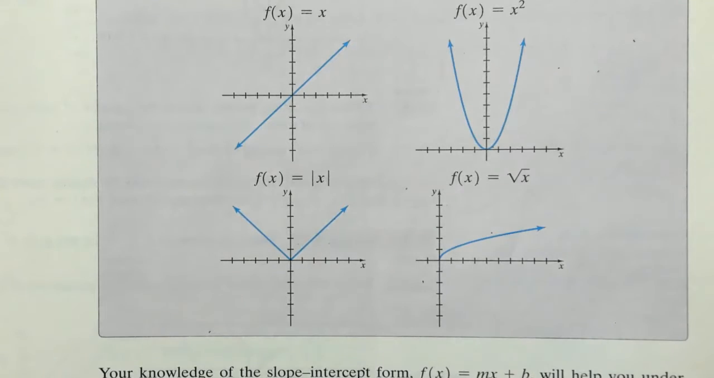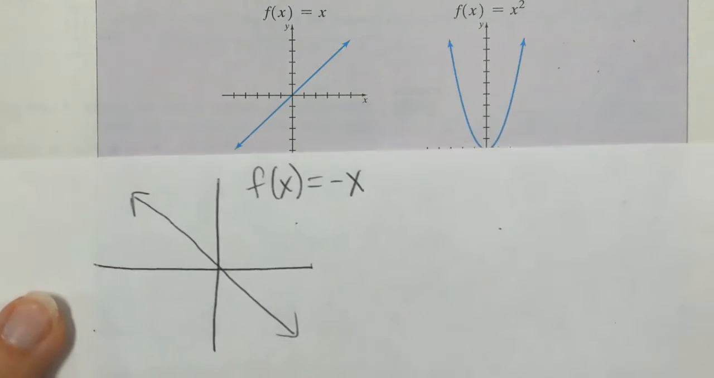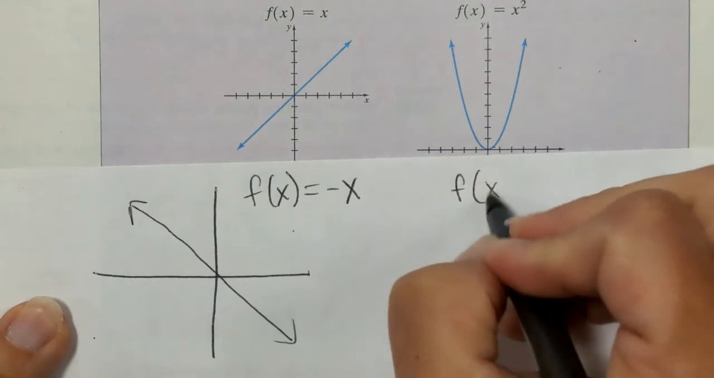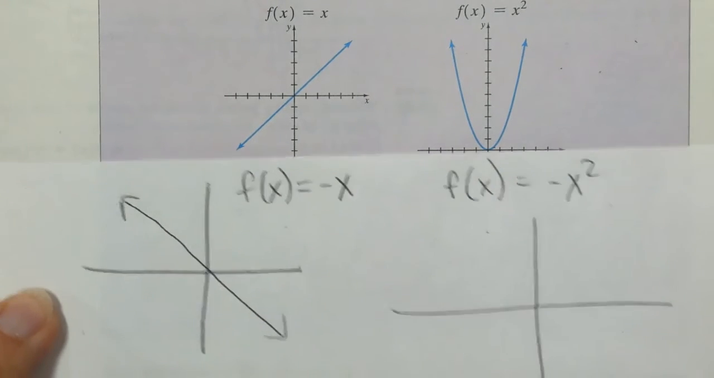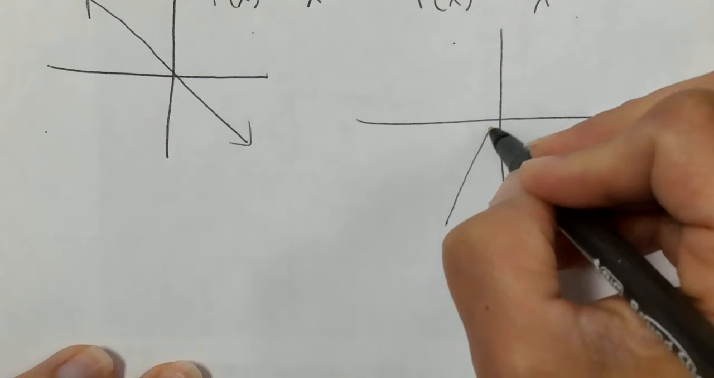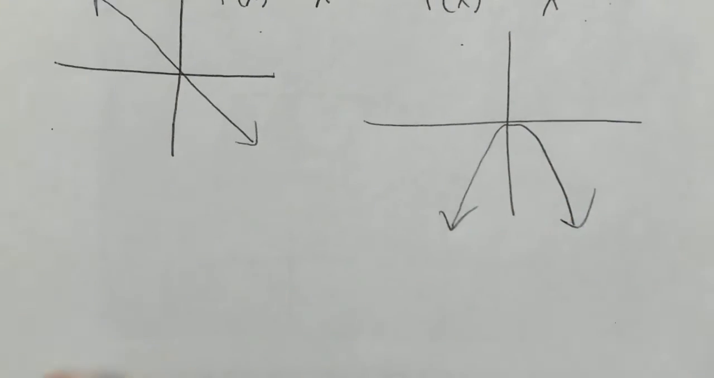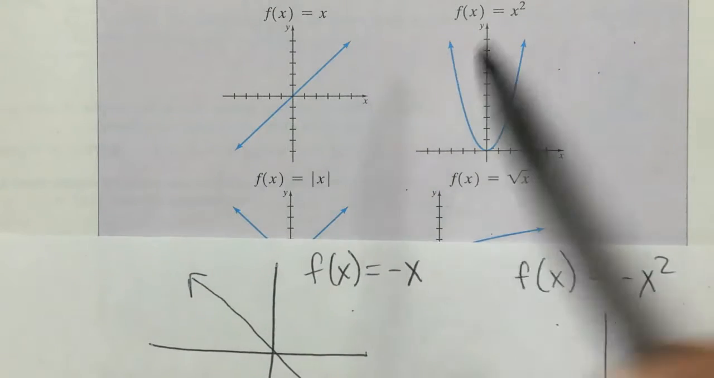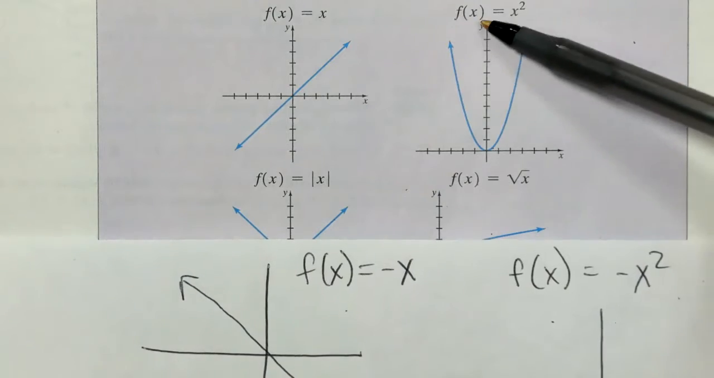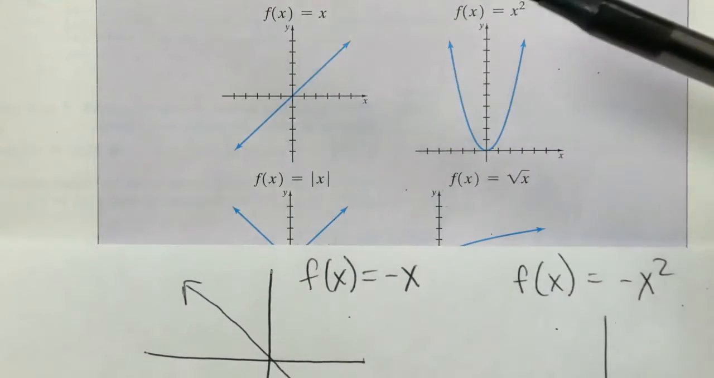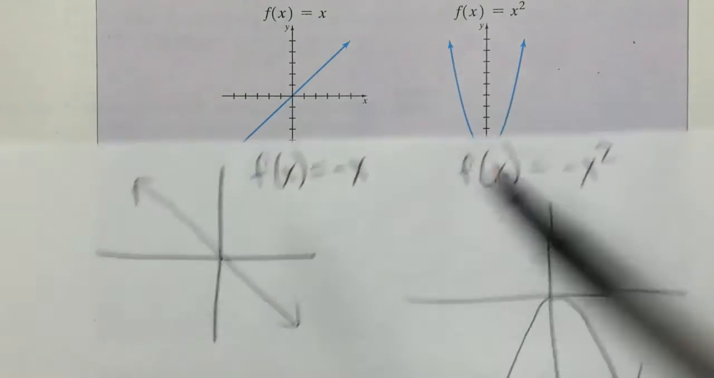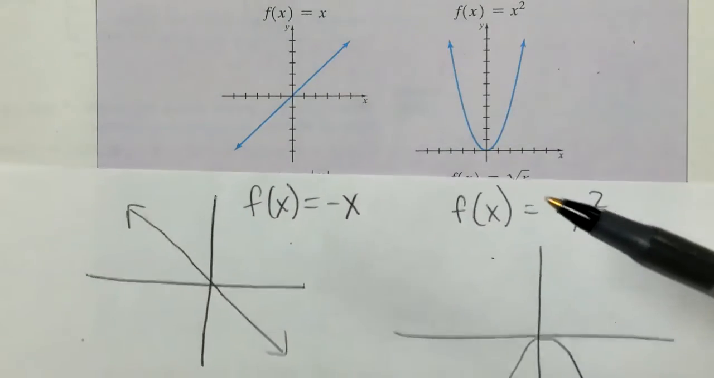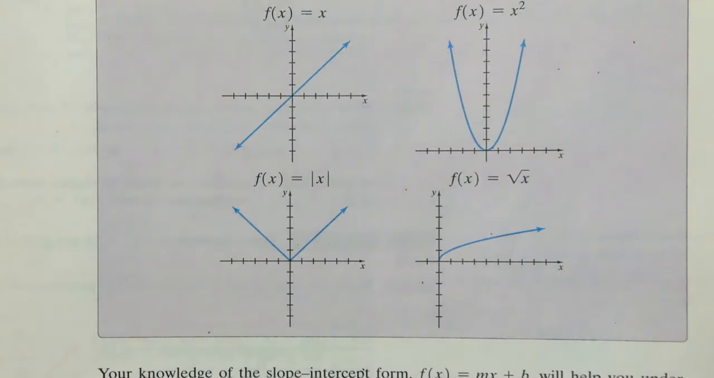Okay? All right, the next one here is f of x equals x squared. So you're going to have a parabola. If you have f of x equals negative x squared, your parabola is actually going to be upside down like so. And again, this f of x represents your y value. So f of x is your function. It's representing your y value. So we have x, we have negative x, we have x squared, which is the parabola, and then we have negative x squared.